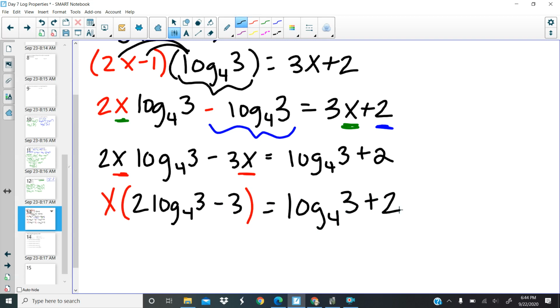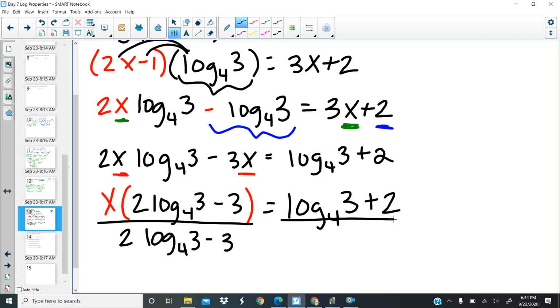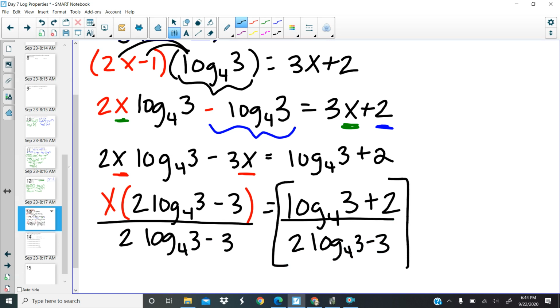So then now I just have x times a number equals a number on the other side. So the only thing left that I need to do is divide by that number that's being multiplied by the x on both sides. So I'm going to divide by 2 log base 4 of 3 minus 3 on both sides. And then I'm going to need to calculate all of this.